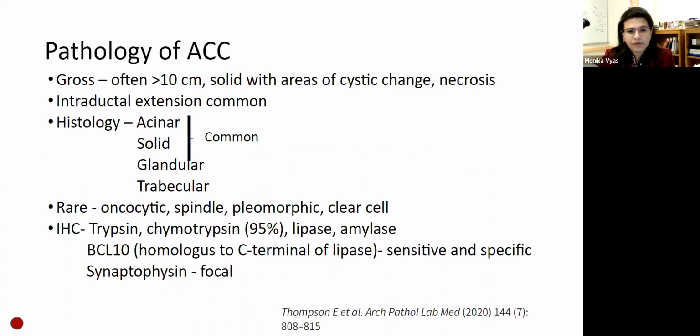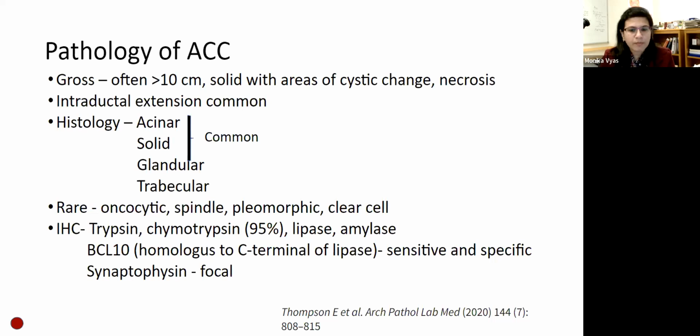So I think we have gone over the histology in detail pretty much, but just to mention other immunostains that can be used for diagnosis, we saw an example of trypsin. Another enzyme in pancreatic acinar cells is chymotrypsin, which is also pretty specific, and immunostain against that can be used in diagnosis. BCL10 is a very sensitive and specific stain, which is relatively new, and the antibodies are directed against the C-terminal of the lipase enzyme. So again, pretty specific for diagnosis of this entity.